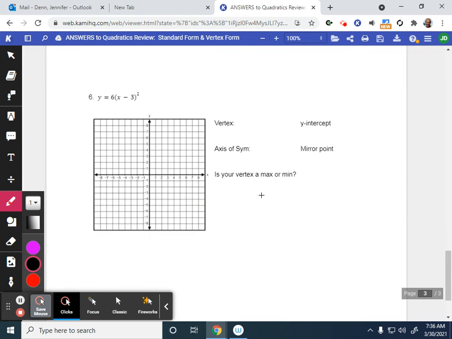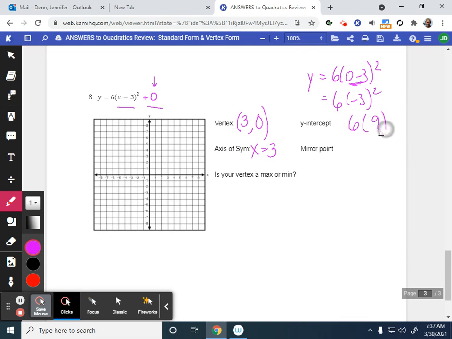Okay, last problem, number 6. This is in vertex form. It's just a little bit different. This has basically a +0 out here. So that number out there exists, it's just a 0. So our vertex is at +3, opposite sign there, 0. Axis of symmetry is x equals 3. Y-intercept we're going to find, so y equals 6 times (0 minus 3) squared. So 6 times -3 squared, that has to happen first. Now the squaring has to happen, so 6 times 9. Oh gosh, 6 times 9 is 54. Oh wow, that's going to be slightly off the graph.